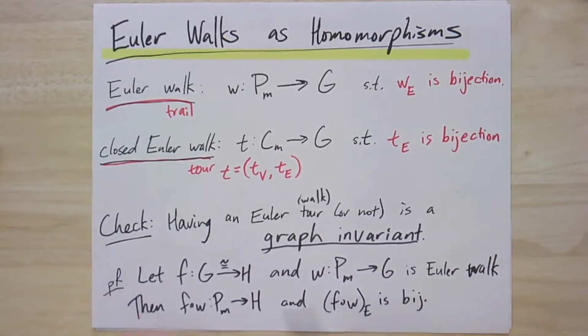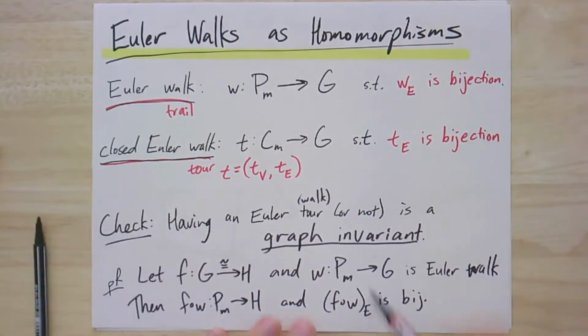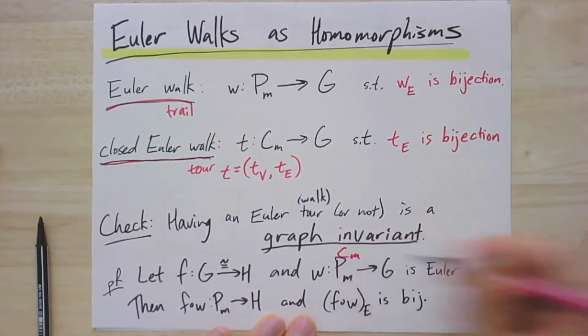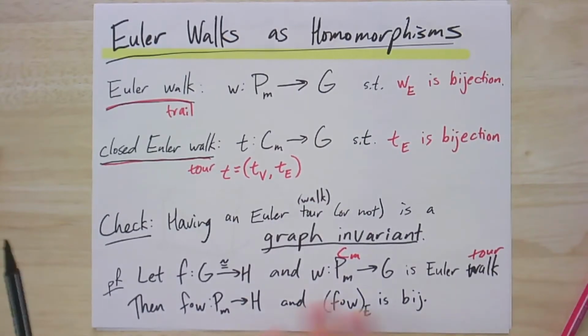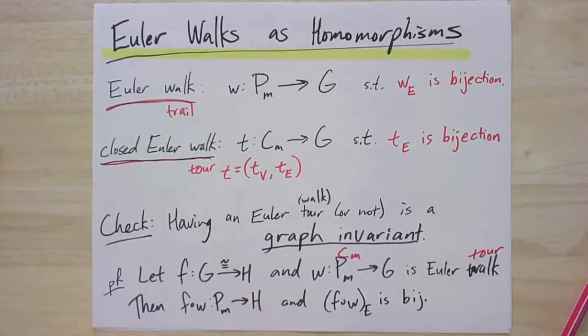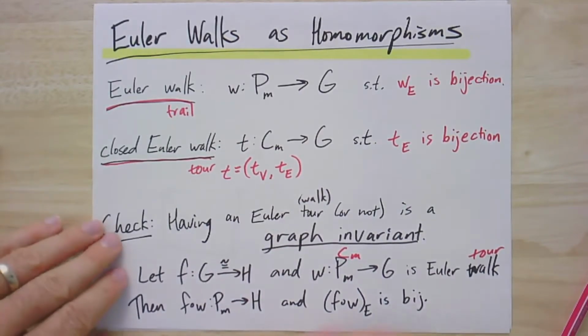Okay, and that's it. So we showed that if the graphs are isomorphic and one of them has an Euler walk, then the other one does, and I can replace this with a Tor if you like. We could put this Cm, and this could be a Tor. And so if one of them has it, then the other one does, and vice versa, because if you have an isomorphism, I can do this the other way. And so I see that I have a nice graph invariant here.